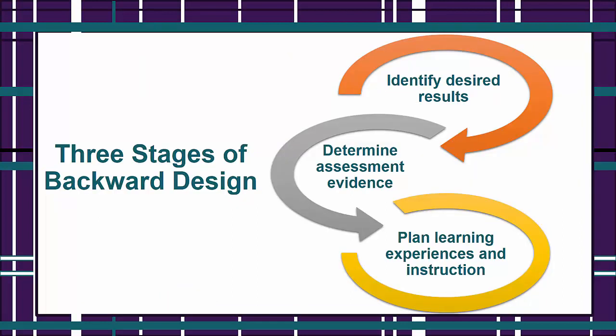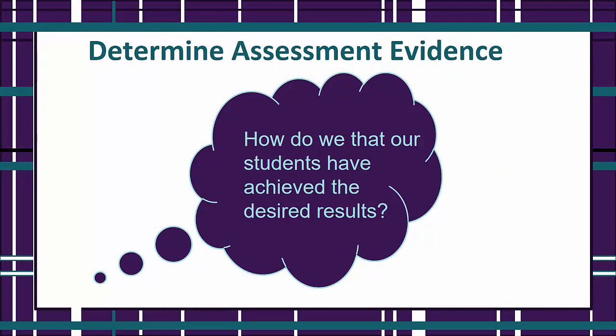Once you have identified your desired results, it is time to move on to the second stage, determining assessment evidence. You have now set the goal and objectives. You now need to determine how you will measure the extent to which they have been met. This is step 2 in the backward design process.